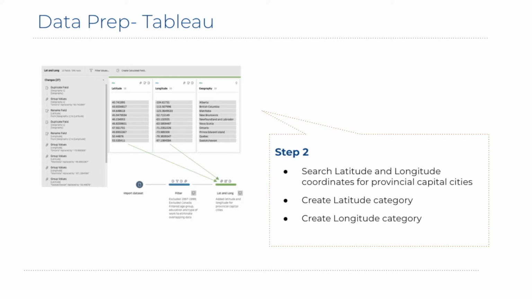My second step was to create latitude and longitude coordinates in case we wanted to have a map visual. I copied the province category, labeled the copies latitude and longitude, and replaced the province value in each with the corresponding provincial capital city GPS coordinates.